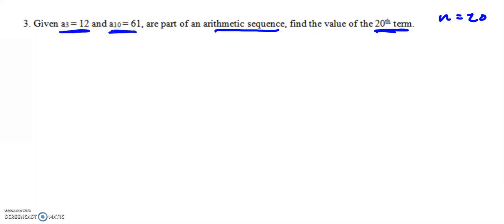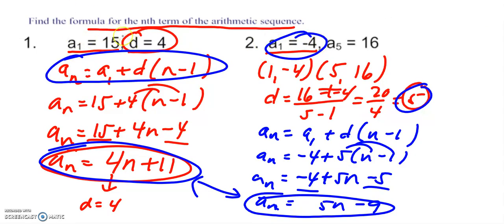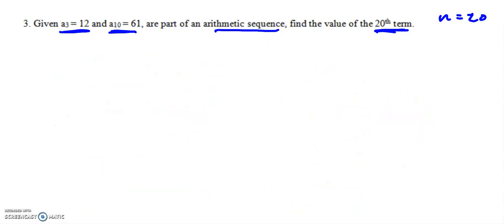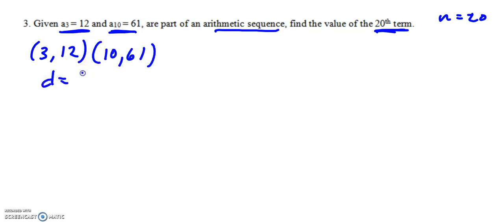And this time, unlike the last two examples, I don't have the initial term. So I'm going to have to find that. But even before then, what matters most is that common difference. So just like the last problem, I'm going to find the common difference, which is really like slope. On the third term, the output is 12. On the 10th term, the output is 61. So if I found the common difference, we'd have 61 minus 12 over 10 minus 3, which is 49 over 7. So my common difference is 7.